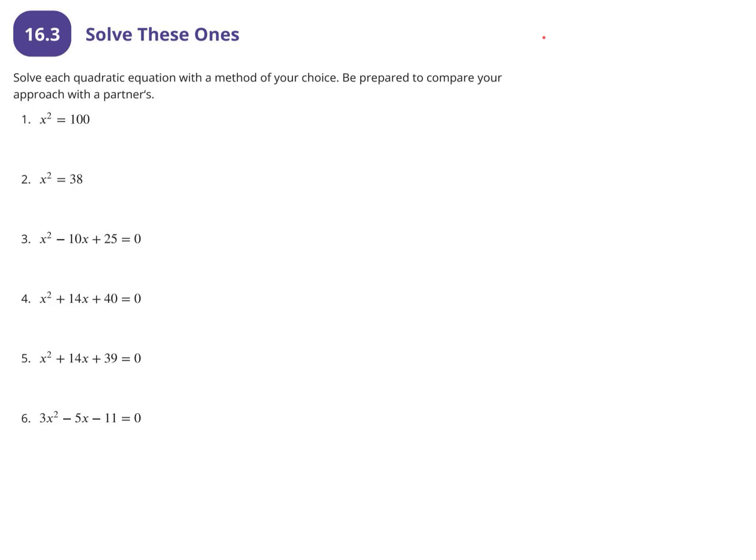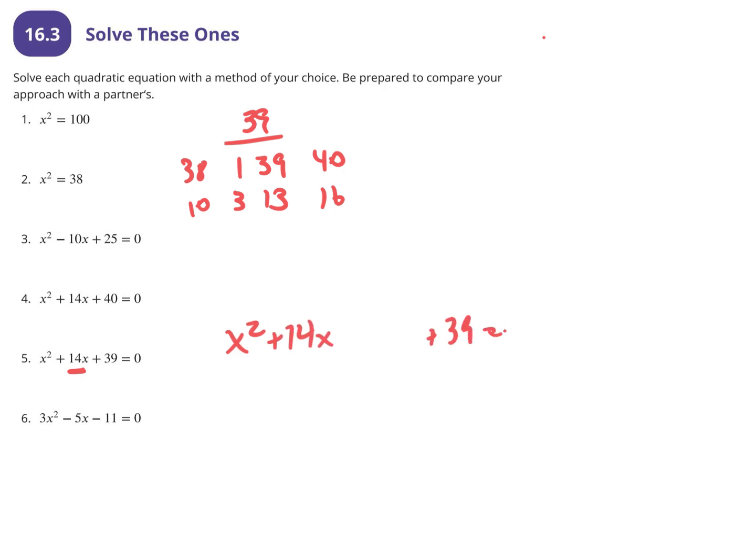Okay, looking at the next one, we get 39. 39 is not a perfect square. What are the factors of 39? Let's see if we can simply do this. 1 and 39 and 3 and 13. There are no other factors. So 40, 16, subtracting, I get 38 and 10. Neither one of those matches 14. So this is not easily factorable. So what I'm going to do is separate. I'm going to put the plus 39 equal to 0 way over here.